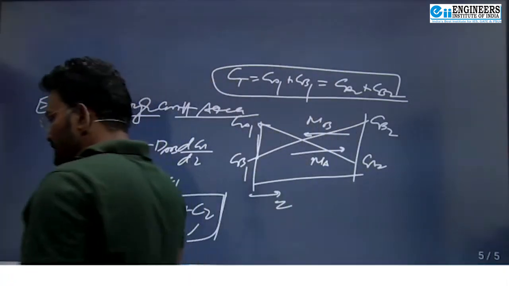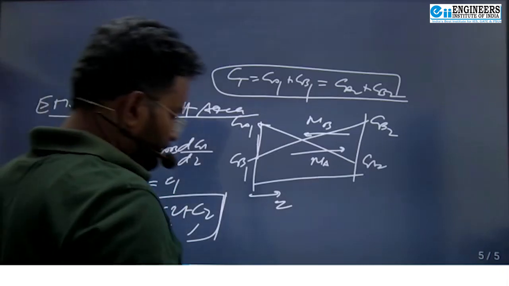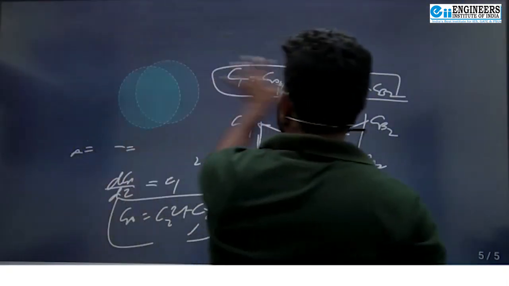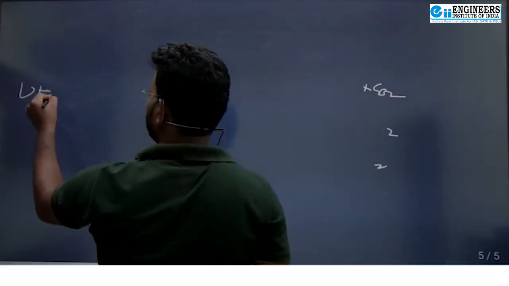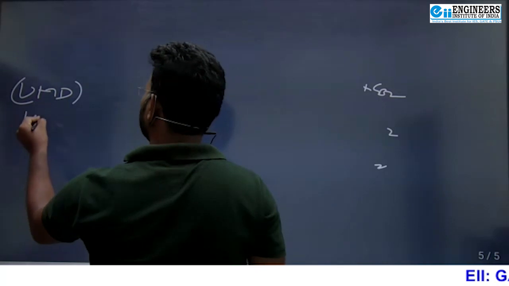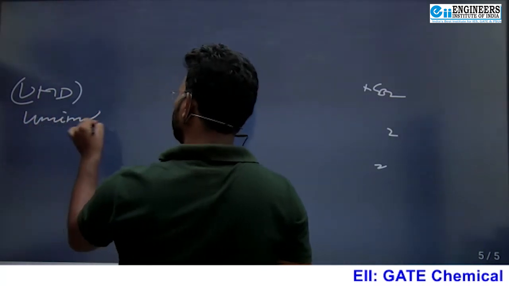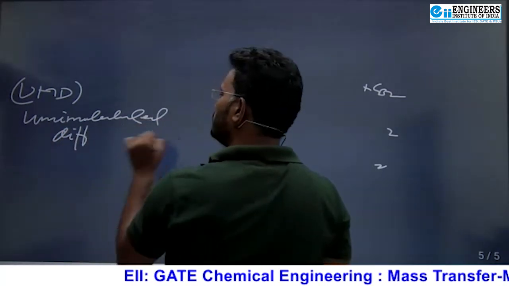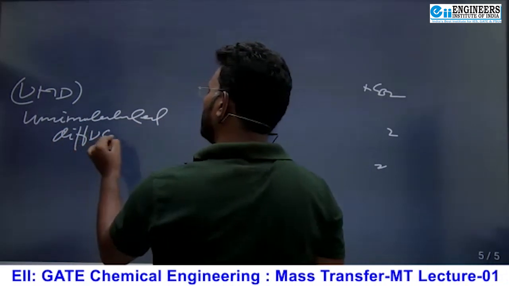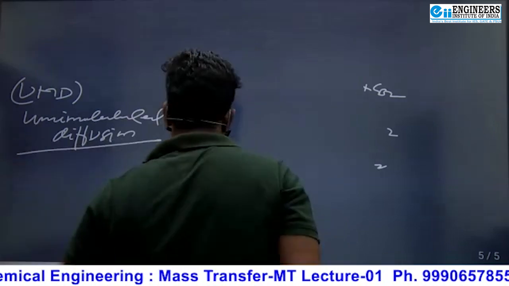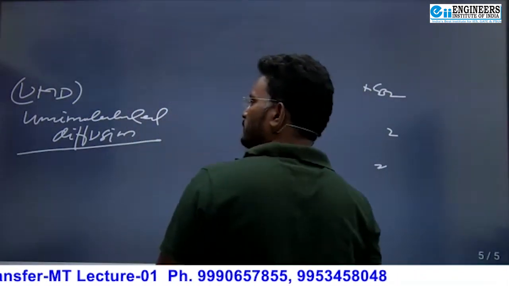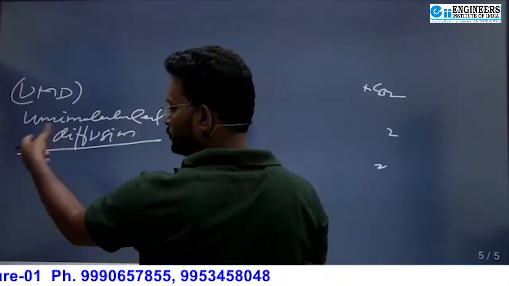Now the last thing I want to discuss here is unimolecular diffusion, UMD. For unimolecular diffusion क्या होगा बच्चे बताओ? It is just like diffusion of A through non-diffusing B.